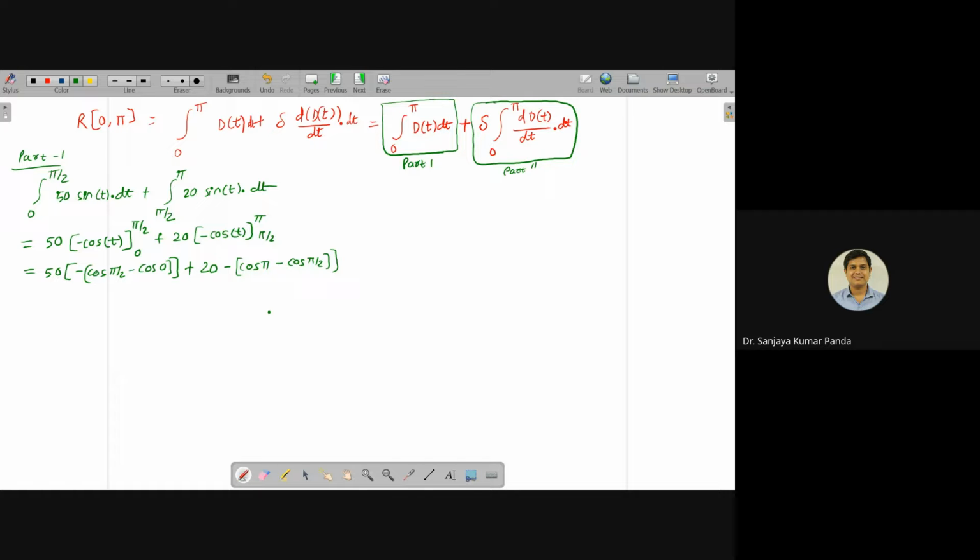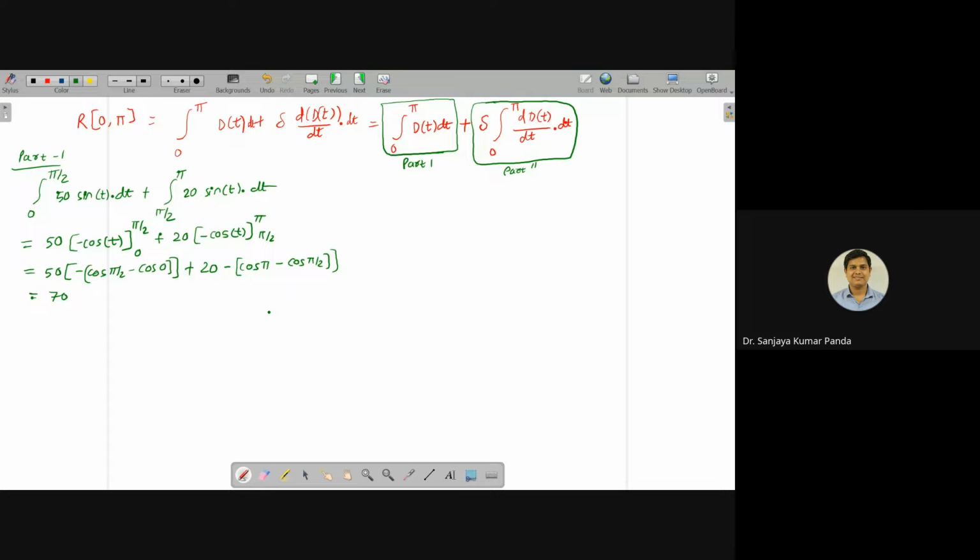So what is the value you will get? Can anybody calculate? 70. Yeah, you will get 70. So you have solved part 1. Note down, if you are not aware of cos 90, cos 0, cos 45, use a calculator or you can use Google calculator. So you will get the value 70. So part 1 is solved.